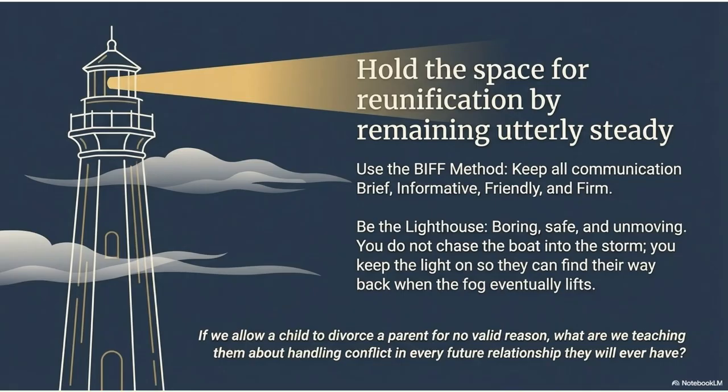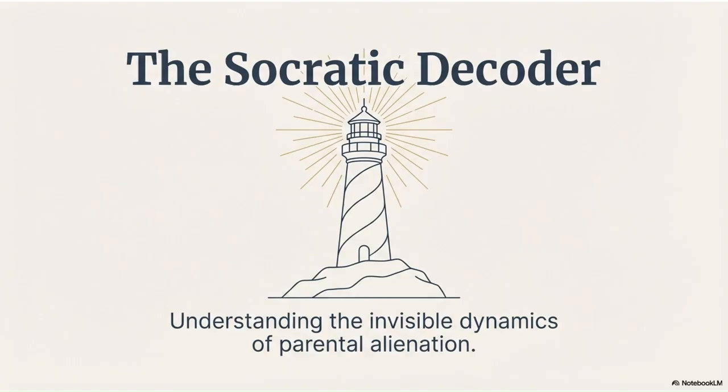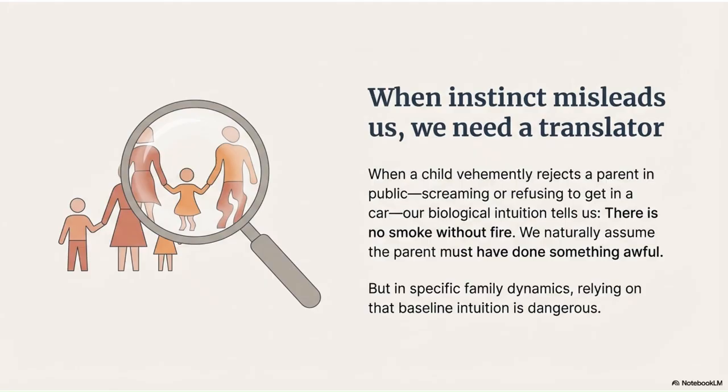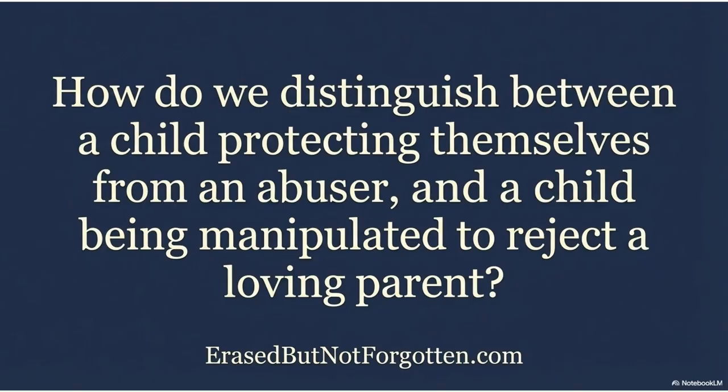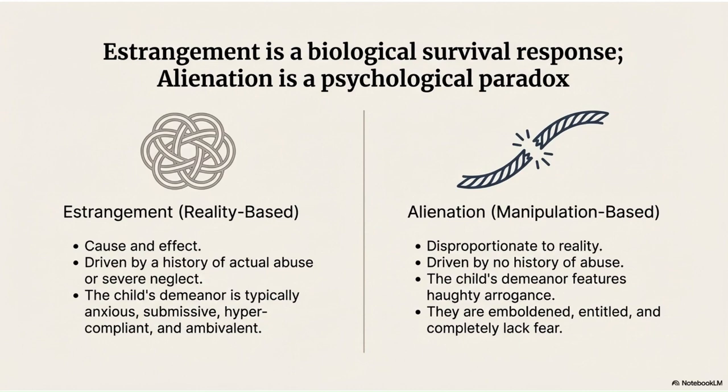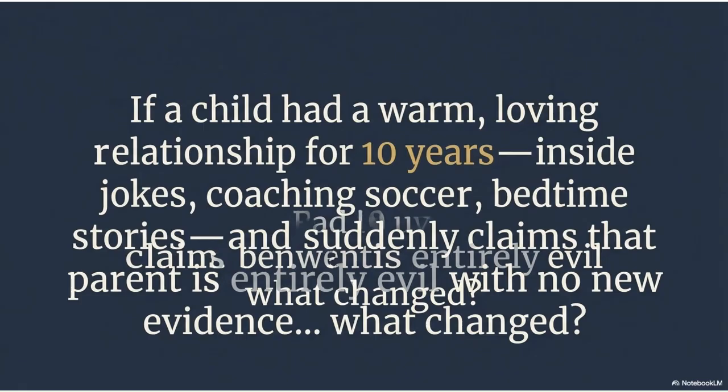Yes. Instead of defensive rants, you calmly ask your village something like, how do we distinguish between a child protecting themselves from an abuser and a child being manipulated to reject a loving parent? Right. That immediately reframes the conversation, because your friends are likely confusing this with normal teenage rebellion or estrangement. An estrangement is a normal, messy reaction to actual abuse or neglect. Right. But alienation is a delusion. It's where a child rejects a normal-range parent for completely absurd reasons.